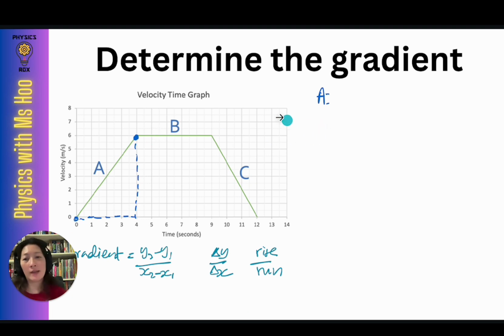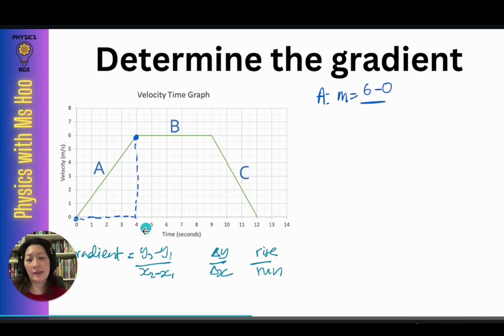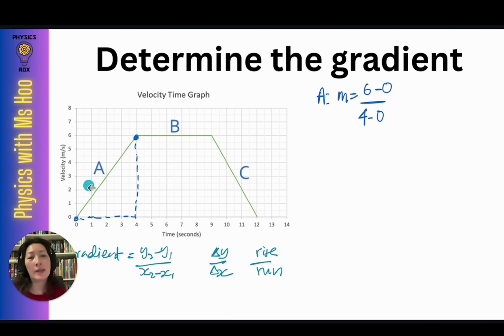So the value here becomes 6 minus 0 for the top of the fraction. And for x, this is 4 and 0, so 4 minus 0. m in this case is referring to the value of the gradient. So you're going to get 6 divided by 4, which gives us 1.5. Do not leave your answer in fractions. Always write your answer out in decimal places.